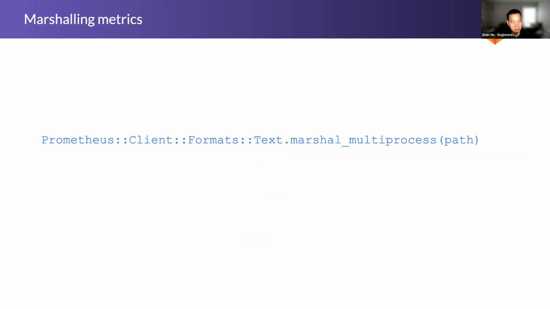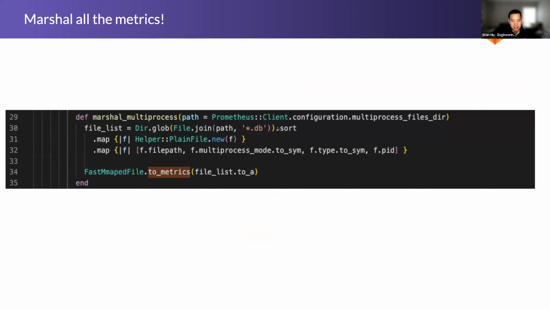So we touched on, well, how do metrics now get marshaled? When a Prometheus server comes along and says, give me all your metrics, you'll see this call in our GitLab server. It's a Marshal multiprocess, and you give it a path. This path is where all these .db files reside. By default, it just uses whatever was configured.